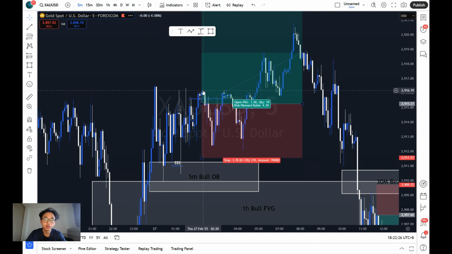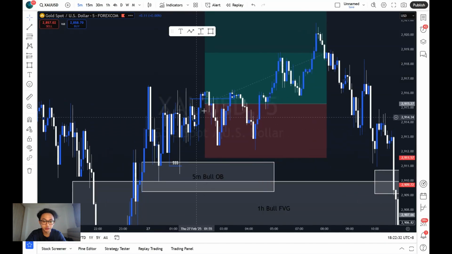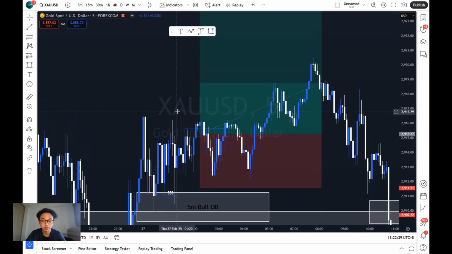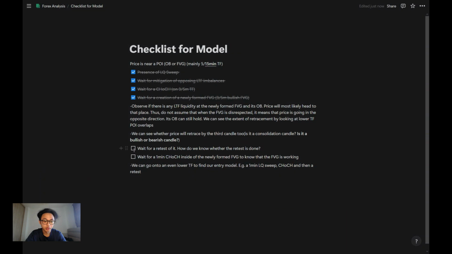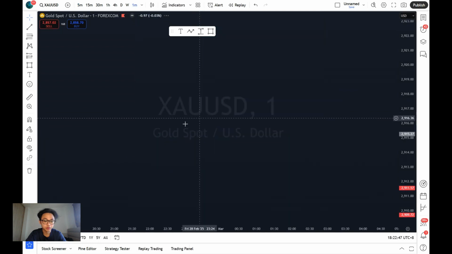Afterwards we are expecting a creation of a newly formed fair value gap. So we can see that price is down to this 5 minute bullish fair value gap where we enter for longs. And it did retest for a 1 minute change of character. So you go to the 1 minute.